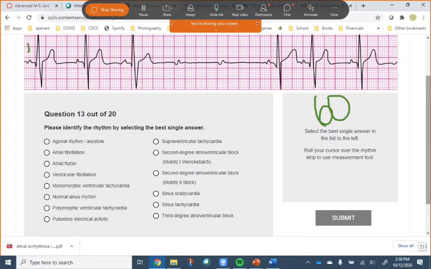So P before every QRS. Yep. Dropped. Yep. So I'm thinking we got something going on here, but let's do our PR intervals. Let's check here to here. 1, 2, 3, 4. And again, this is why you don't need to spend your time on this on the test. I'm not going to test this. 1, 2, 3, 4.